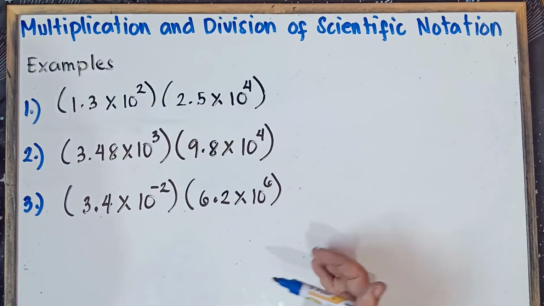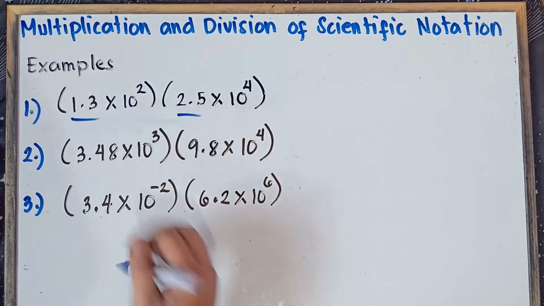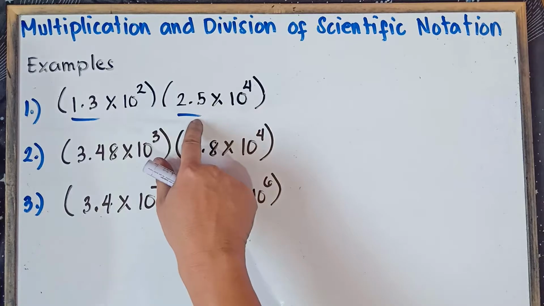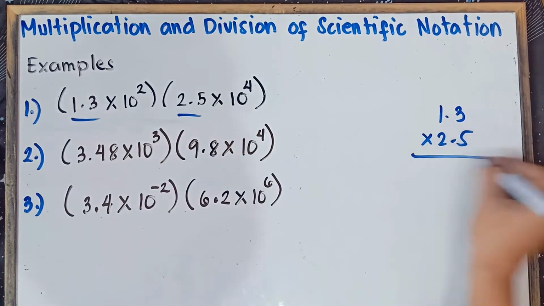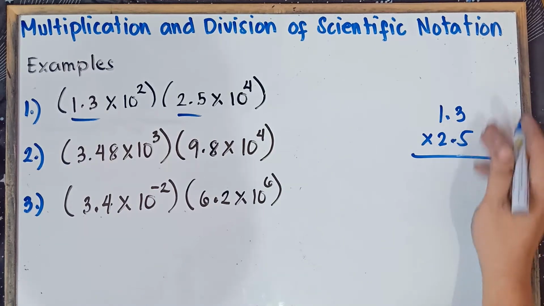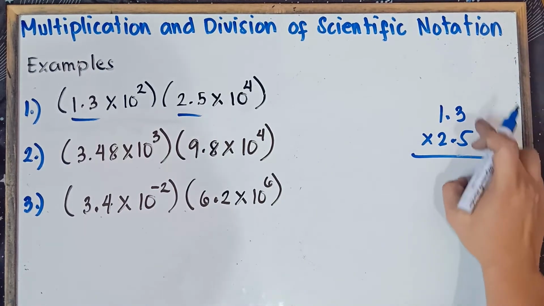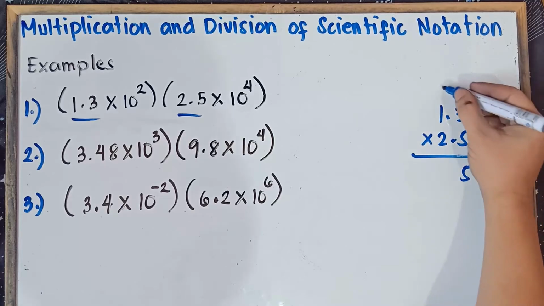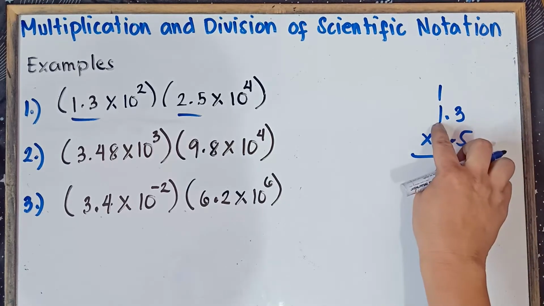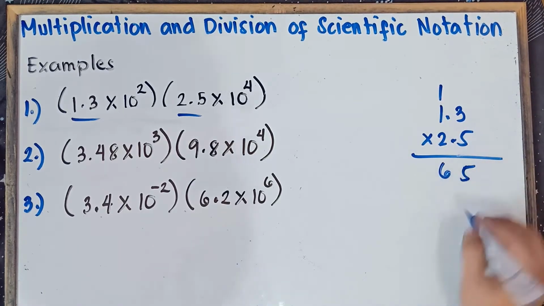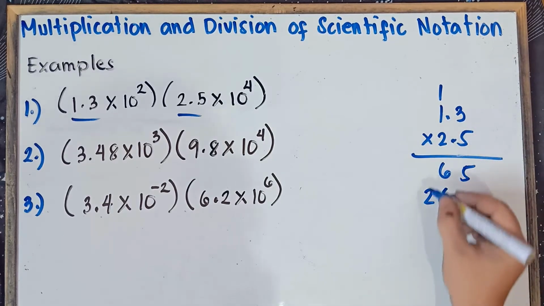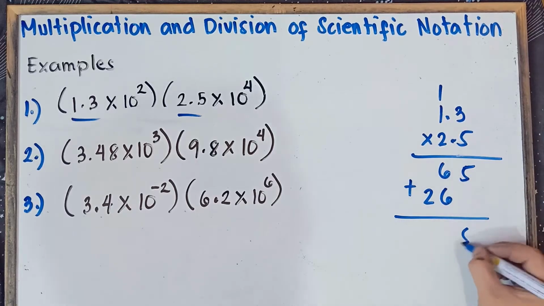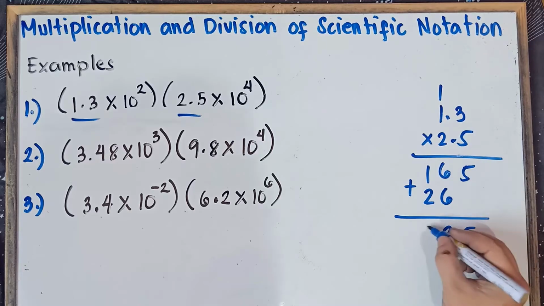Now, first thing to do, class, you just simply multiply the following numbers, 1.3 and then 2.5. Let's multiply that. You ignore first the decimal point. Simply multiply the numbers. 5 times 3, that would be 15. 5 carry 1. 5 times 1, that would be 5, plus 1, that would be 6. 2 times 3, that would be 6. 2 times 1, that would be 2. And then add. Bring down 5. 6 plus 6, that would be 12.